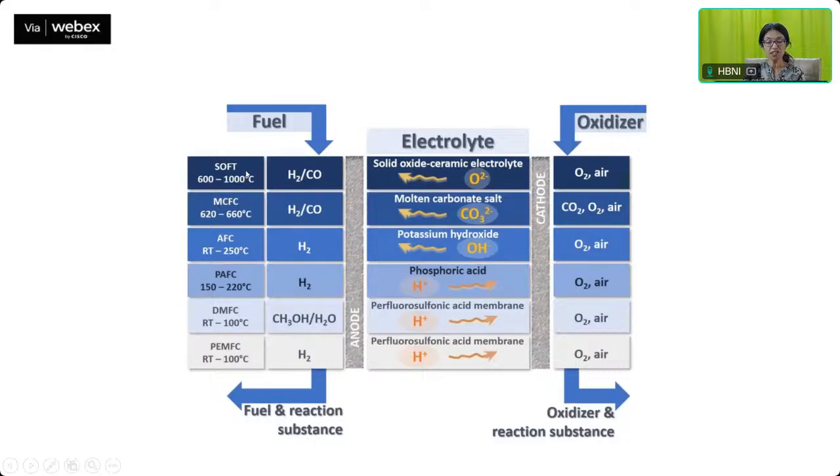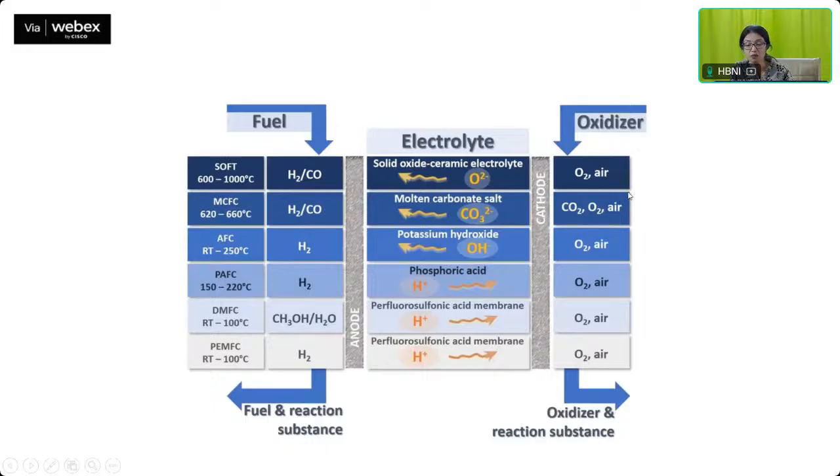So you have these different kinds of cells over here, with the cell abbreviations given. This is the phosphoric acid fuel cell, this is MCFC, this is DMFC. Accordingly, you have these different fuels. You have hydrogen and carbon monoxide. You can have hydrogen only. You can have methanol and water. You can have only hydrogen.